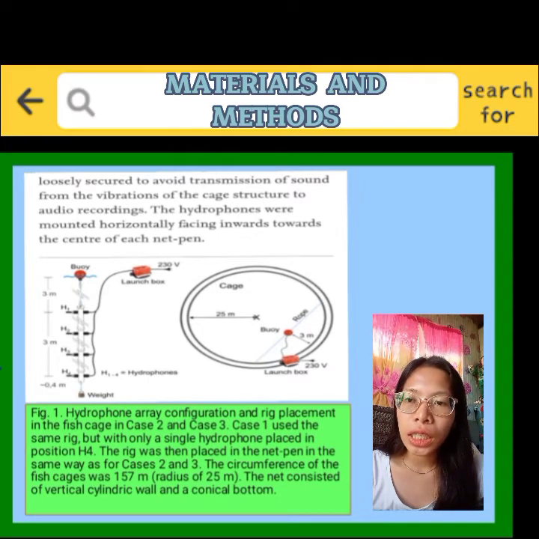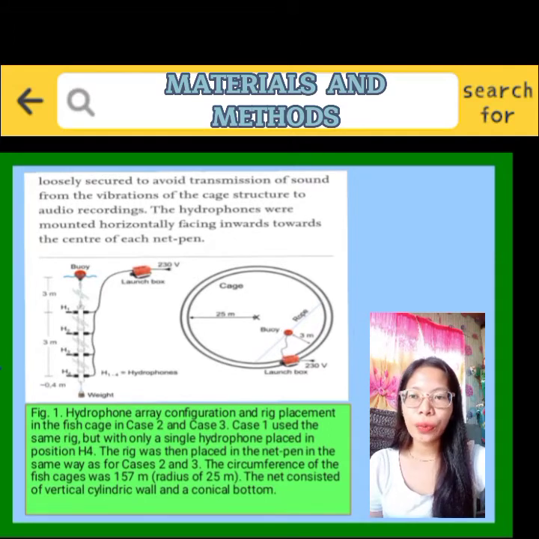In figure 1, the hydrophones vary in configuration and placement in the fish cage in case 2 and case 3. Case 1 used the same rig, but with a single hydrophone placed in position H4. The rig was placed in the net pen in the same way as for case 2 and case 3. The circumference of the fish cage was 157 m, or a radius of 25 m. The net consisted of a vertical cylindrical wall and a conical bottom.